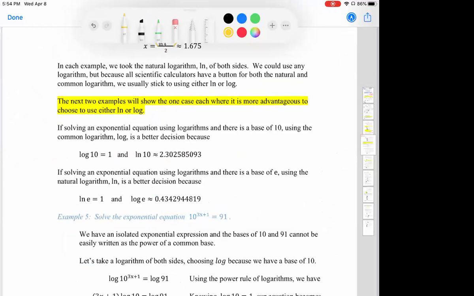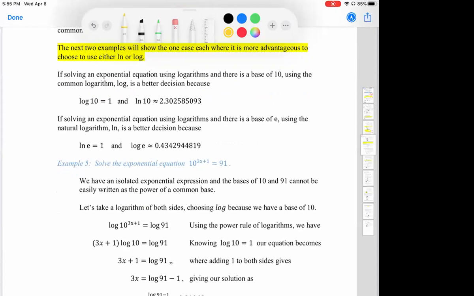In each example, we took the natural logarithm ln of both sides. We could use any logarithm, but because all scientific calculators have a button for both the natural and common log, we usually stick with either ln or log. The next two examples will show one case where it's more of an advantage to choose either ln or log. In solving exponential equations using logarithms, if there is a base of 10, using a common logarithm log is a better decision.